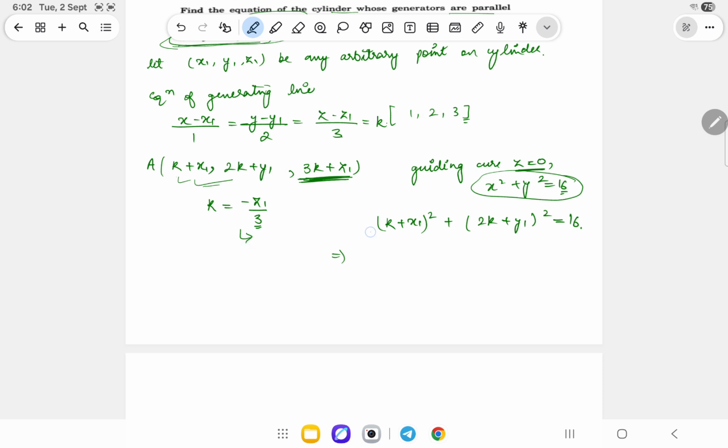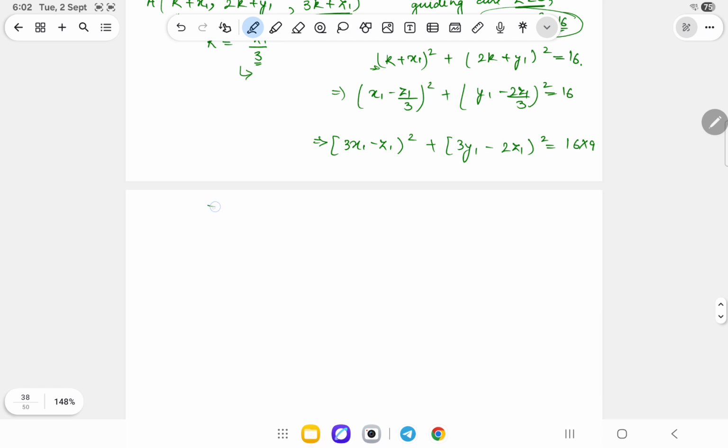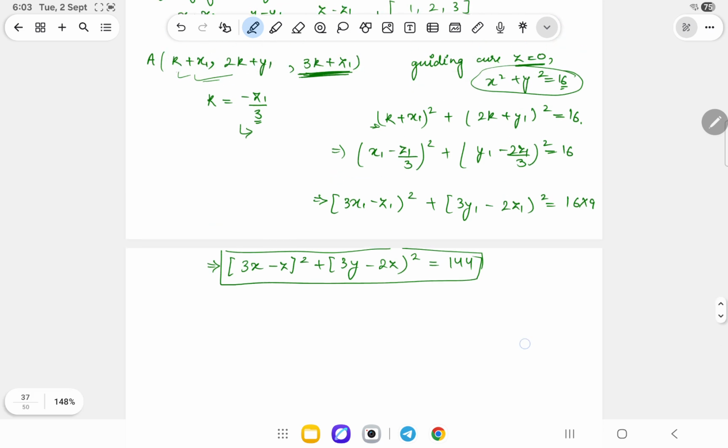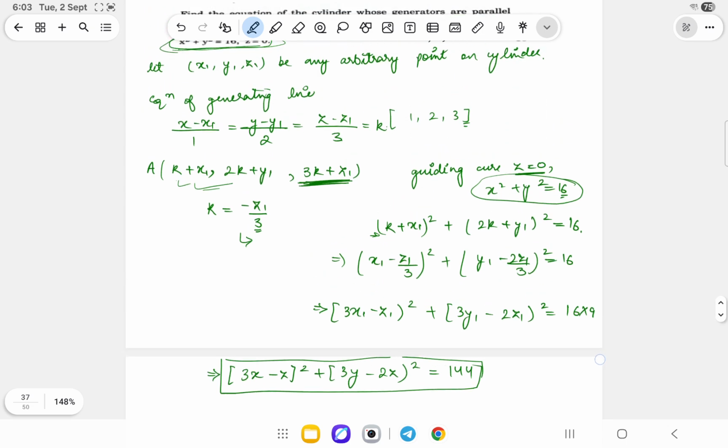If I substitute this value of k here, I'll get (x1 minus z1/3) square plus (y1 minus 2z1/3) square equals 16, which gives me (3x1 minus z1) square plus (3y1 minus 2z1) square equals 16 into 3 square, that is 144. So my equation of the cylinder is (3x minus z) square plus (3y minus 2z) square equals 144. This gives me the equation of the cylinder, because I have assumed x1, y1 and z1 to be any arbitrary point on the cylinder. So this is the required equation of the cylinder.